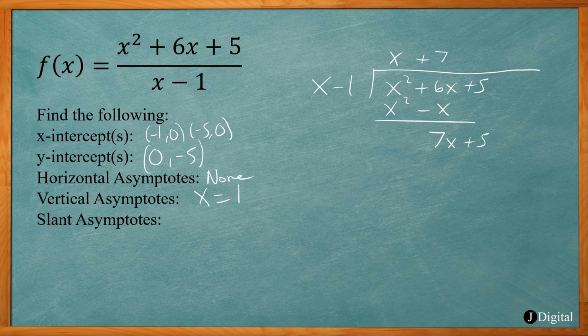I need a 7 here, so that's 7 times x gives me 7x. And 7 times negative 1 is negative 7. And subtract. It's going to be 5 minus a negative 7, which gives me 12. So that's going to be a remainder of 12. And you do 12 divided by x minus 1. Now this part here is going to be our slant asymptote at y equals x plus 7.